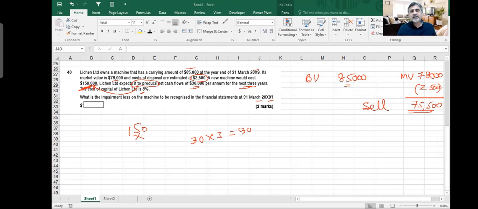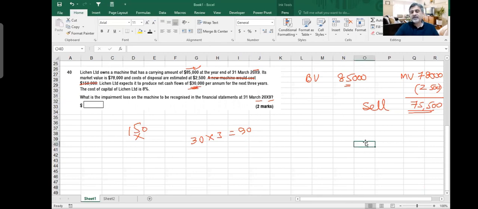So actually, what they mean here, like I said, is that it's not a good way of drafting a question. This thing is irrelevant. You just ignore it. And this 30,000 which you are getting, you are talking about this old equipment. This 30,000 for 3 times is not for the new machine. This is for the machines which you already have. And this is going to give me my value in use.